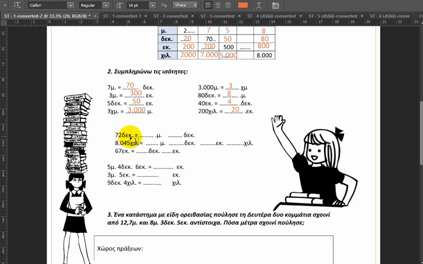Next up, 72 decimeters into meters and then decimeters. It would be 7.2 meters because I'd have to divide by 10. And, well, it's already in decimeters, so we just write 72 again.